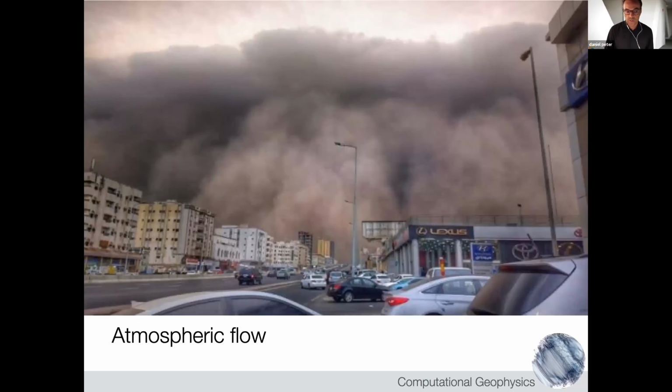What you also use is the shallow water equation in atmospheric science. For atmospheric science, you can, for example, model these dust storms, these storm fronts, how they propagate. Something you can use the shallow water equation to model. So here you have a dust storm. It's probably in Jeddah. A big front that hits the city.